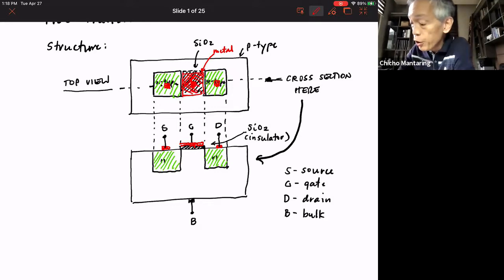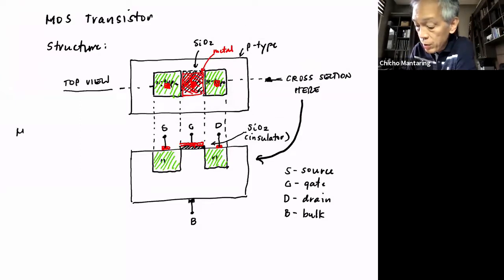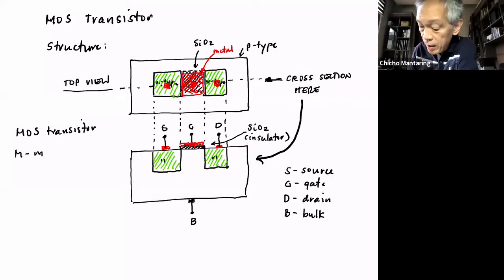Okay, this is what you call your MOS transistor. Okay, M stands for metal, O stands for oxide, and S stands for semiconductor.